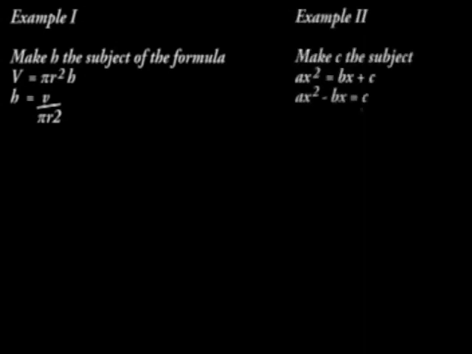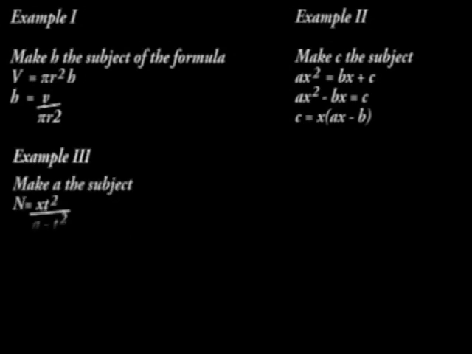For example, make h the subject of the formula V = πr²h. In that solution, we divide both sides by πr² and we get h = V/(πr²). Make c the subject of ax² = bx + c. If we subtract bx from both sides and then factorize, we end up with c = x(ax − b).